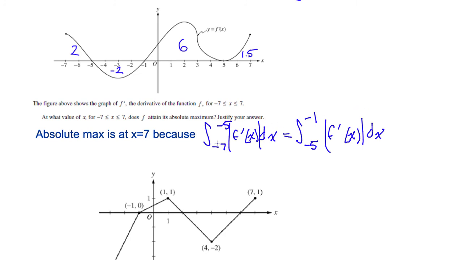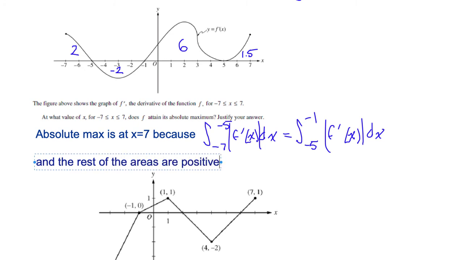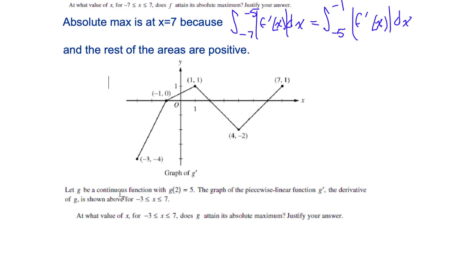I can actually type the rest of this in. And the rest of the areas are positive. I think that's good enough. These aren't like true AP questions, they're like training for the AP questions. Let's try the next one.